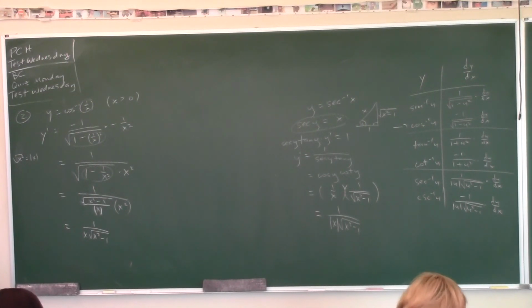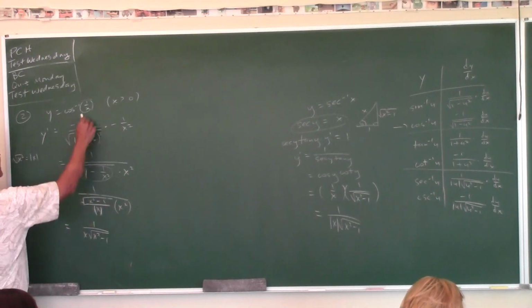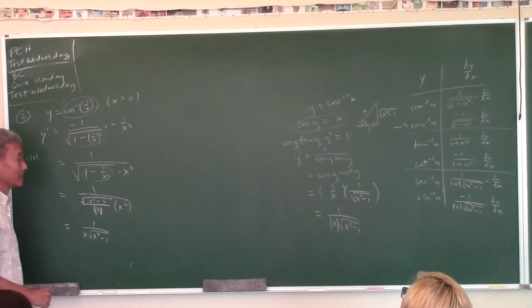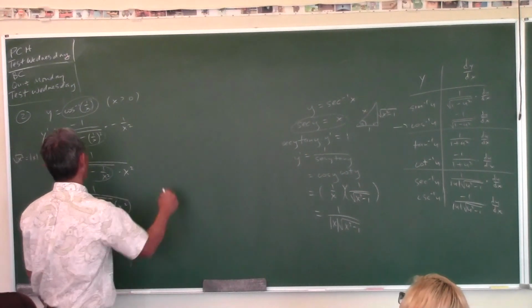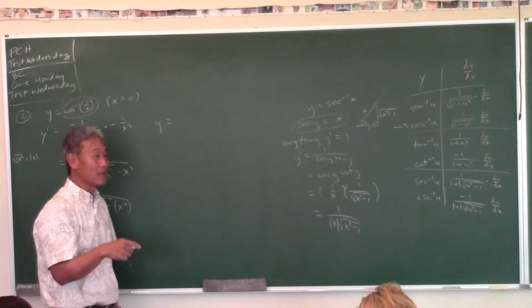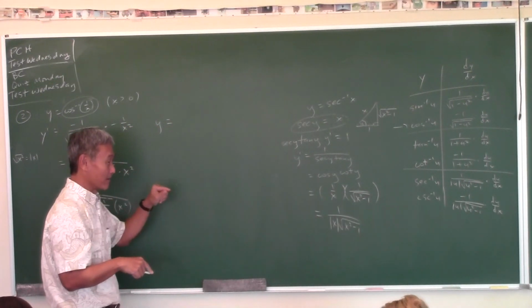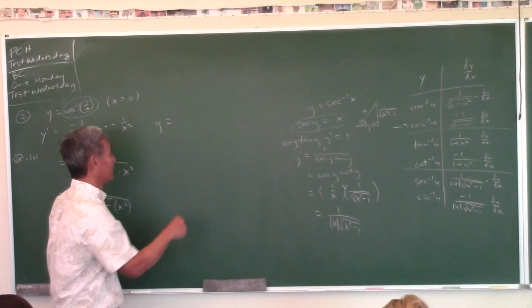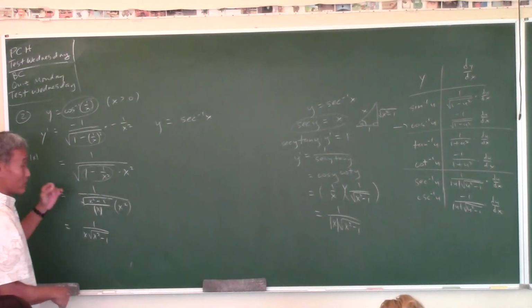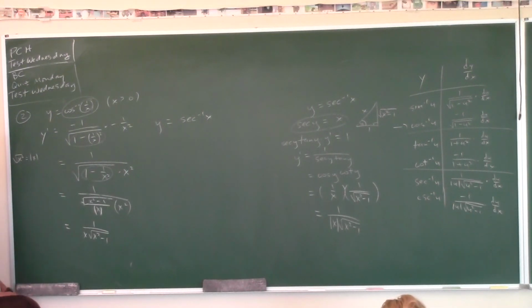So what's the hardest part of the problem? The simplifying. Now, if you were clever though, you would say, hey, can't I simplify that? What is cosine inverse of 1 over x the same thing as? Somebody impress me here. That's right, secant inverse x. Cosine inverse of 1 over x is the same thing as secant inverse x. Why?